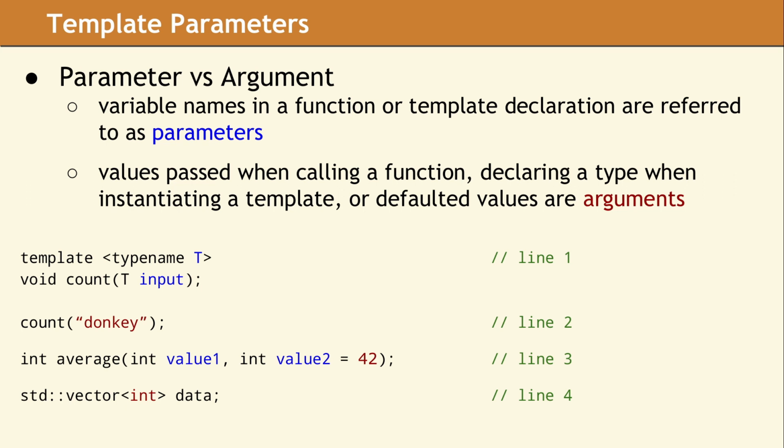Arguments are passed when calling a function, instantiating a template, or when declaring a default value. Line 3 contains 2 parameters and 1 argument. The value 42 is a default argument for the parameter value 2. On line 4, the data type int is a template argument, which is used to declare a vector that contains elements of type int. Now that we have this terminology, let's go a bit deeper.